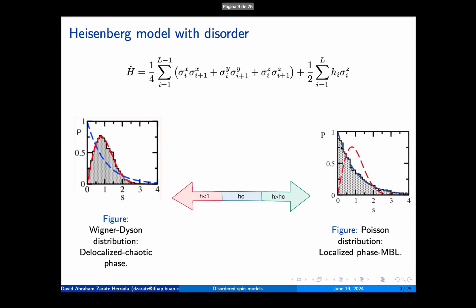So what you're saying is that Wigner-Dyson is associated with a delocalized phase, and Poisson is associated with a localized phase. We don't know yet why. You're going to explain to us, right? And in between, as you increase the value of this disorder, you don't have either Wigner-Dyson or Poisson. You have something in between, right? Yes, we have a mixed distribution. Okay, so now you're going to explain to us why Wigner-Dyson means delocalized and Poisson means localized.